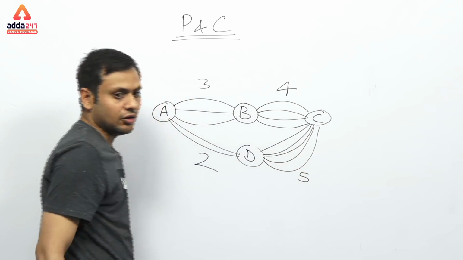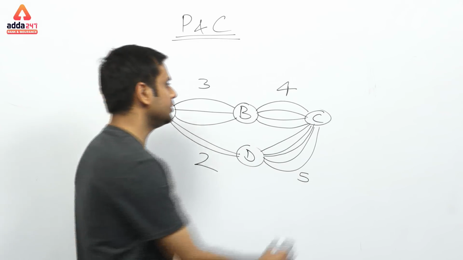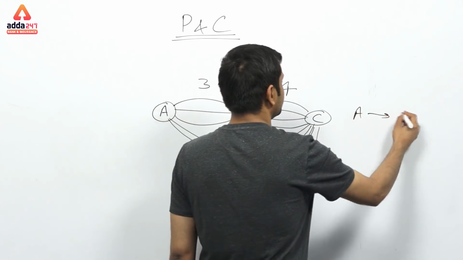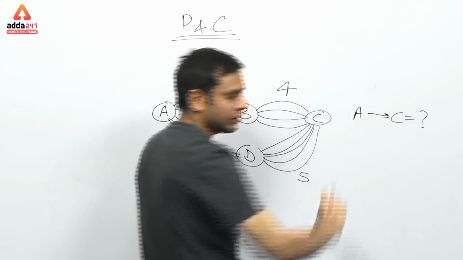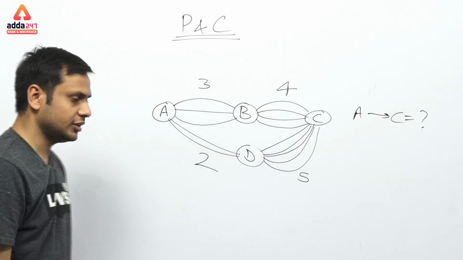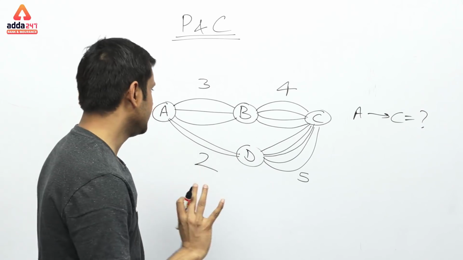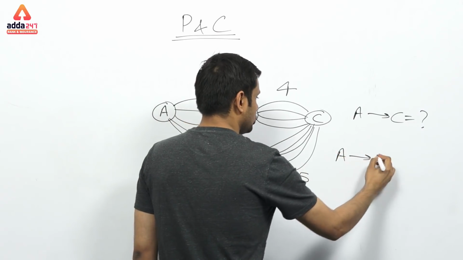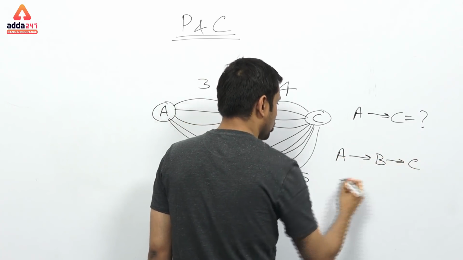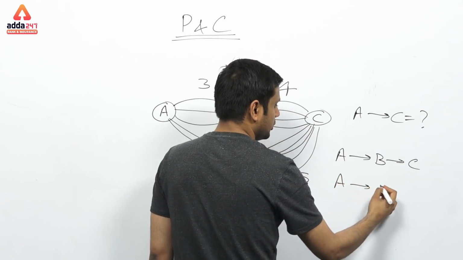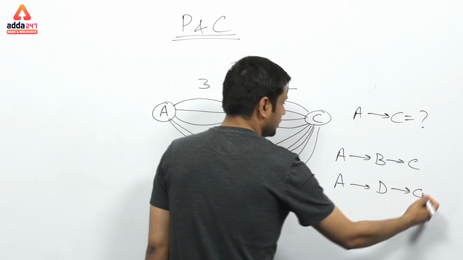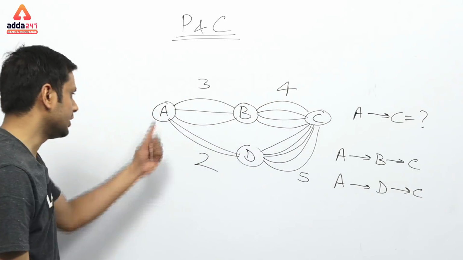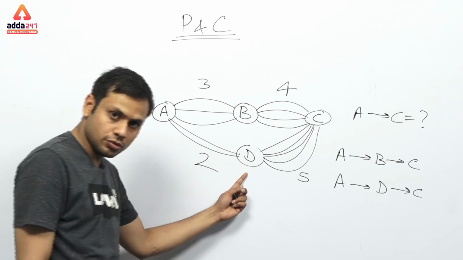Right. Now, let's say the question is, in how many ways can a person travel from A to C? Suppose we need to find out this thing. Then can I say, basically, guys, either the person will travel through B or through D. Guys, these are the two possibilities. The person will travel either through B or through D.